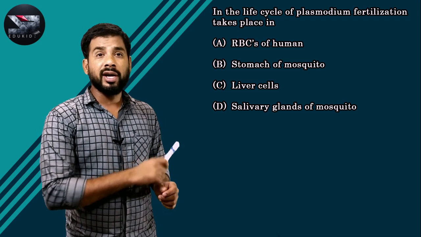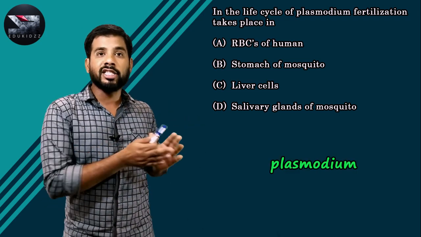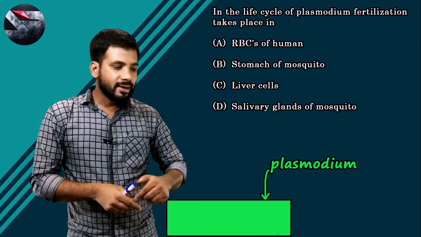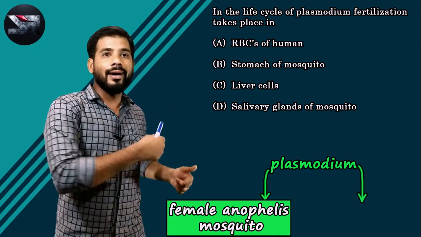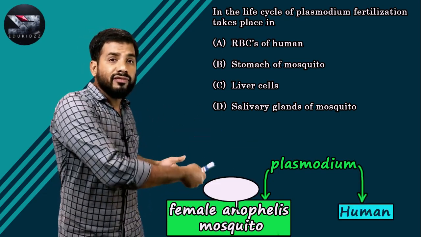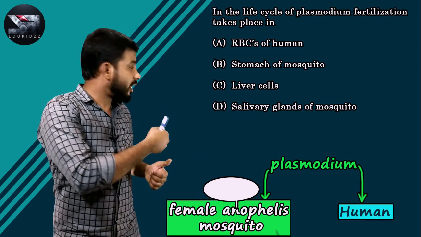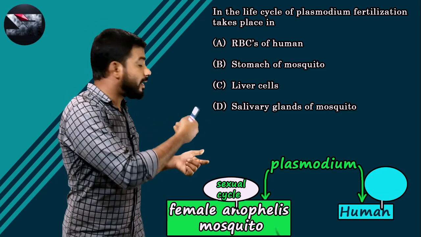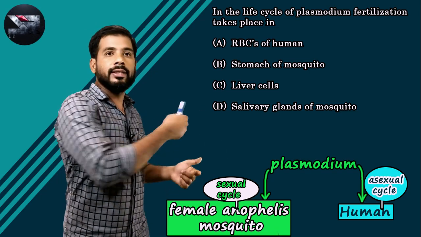Now before telling you the answer, let me tell you about this Plasmodium. Plasmodium has 2 hosts. One is the female Anopheles mosquito and the second one is the human. In the female Anopheles mosquito, it generally completes its sexual cycle, whereas in humans, it completes its asexual cycle.